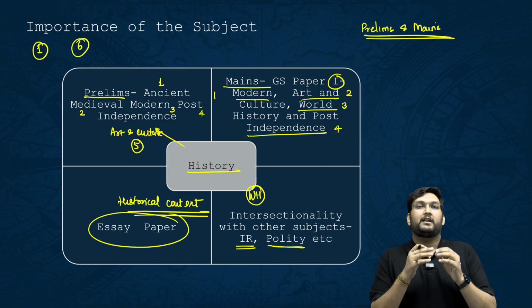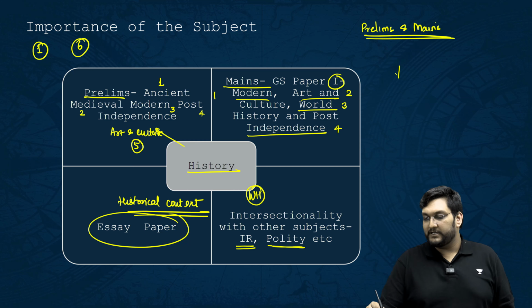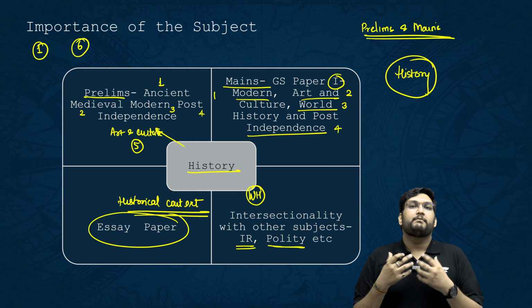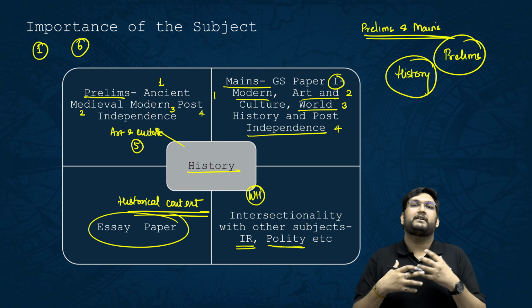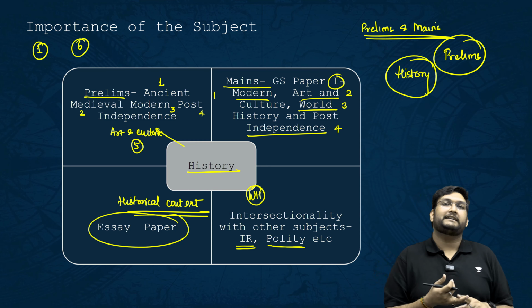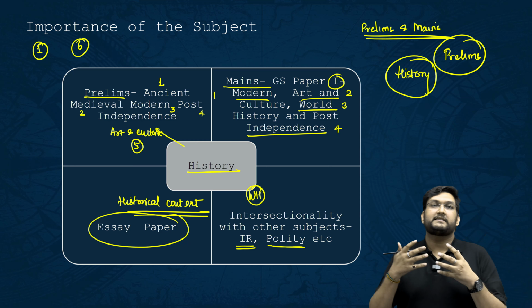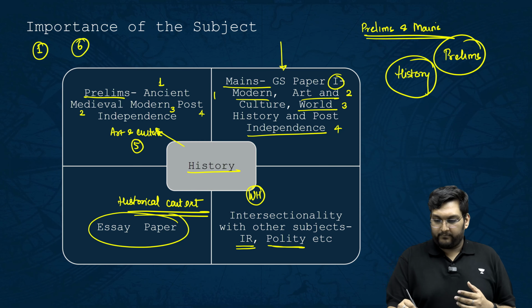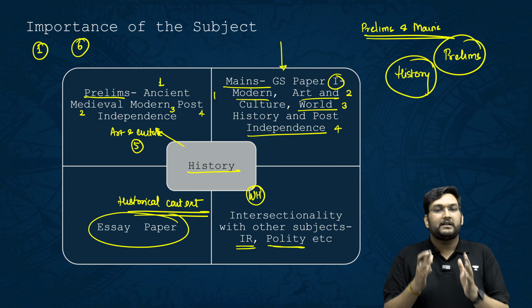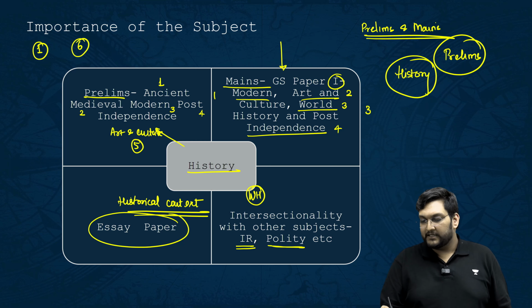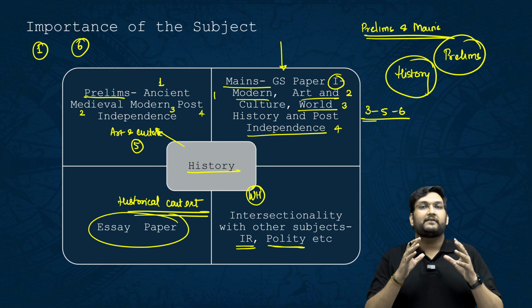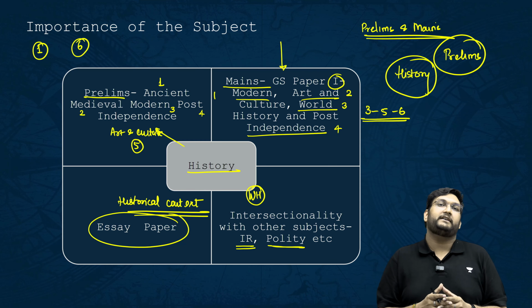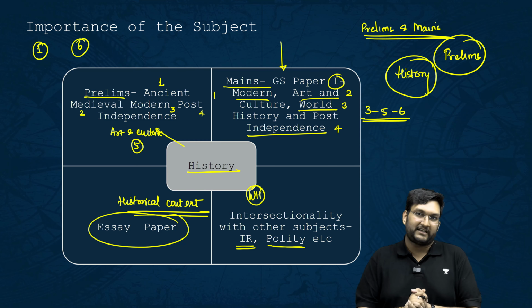So let's establish one thing: nobody can clear this examination by ignoring history, and no one has. Even if in prelims you do not cover a lot of ancient and medieval, modern, art and culture and post-independence are critical. And the same case with GS paper 1, where at least 3 to 5 to 6 questions can come just out of history. It's a very big component, close to 75 to 80 marks out of this section.